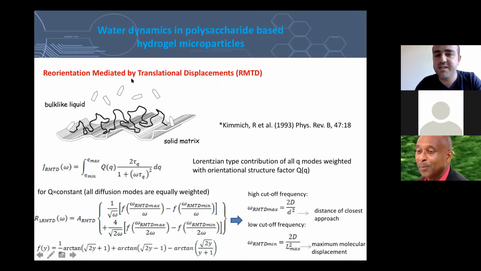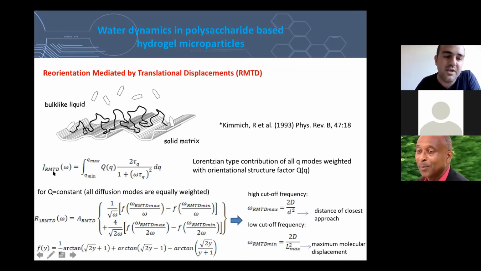Before showing the fits, let me also very briefly mention the reorientation mediated by translational displacement, that is the RMTD process. The RMTD process was first introduced by Kimmich and Weber, and it describes some sort of random walk of molecules on the surface of your material. In this case, the molecule adapts its orientation according to the topology of the surface, and it involves many absorption and desorption cycles, and it changes its reorientation, but at the same time it maintains its translational displacement. This RMTD process can be seen as a two-dimensional diffusion that is limited on the gel surface in our case.